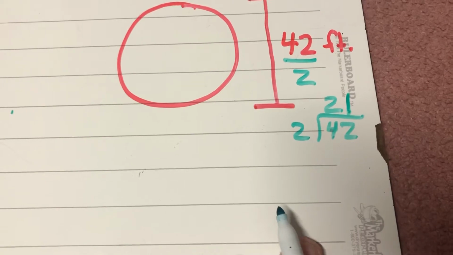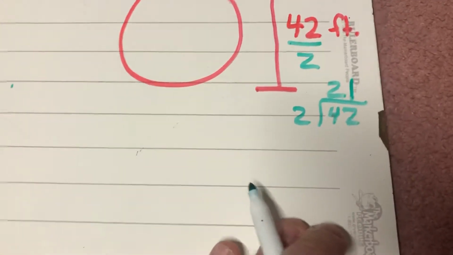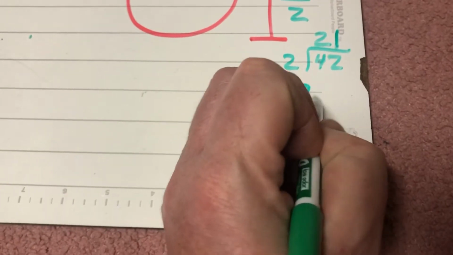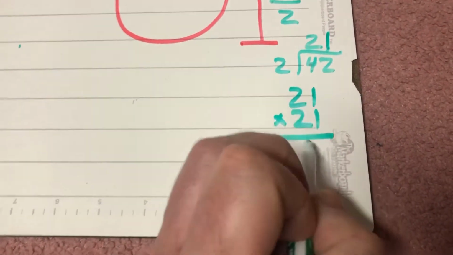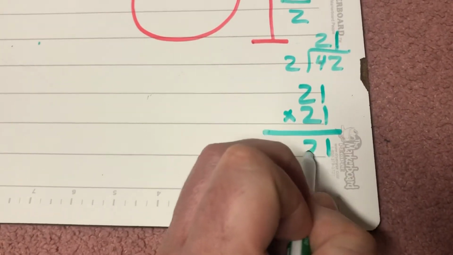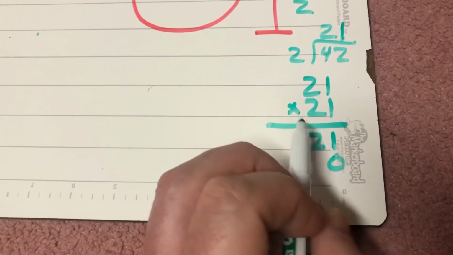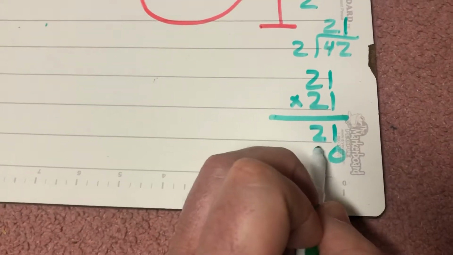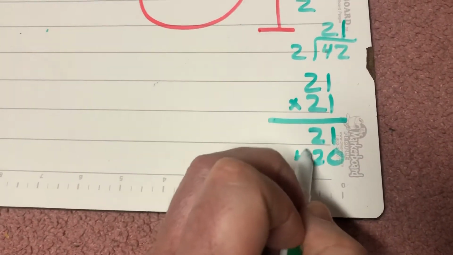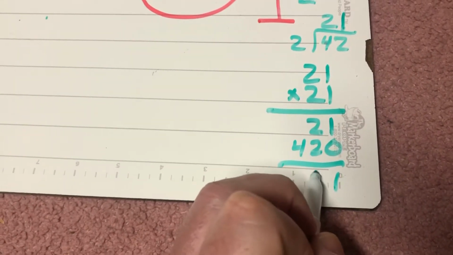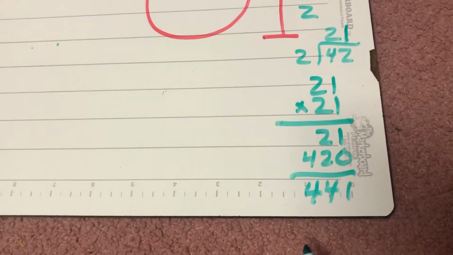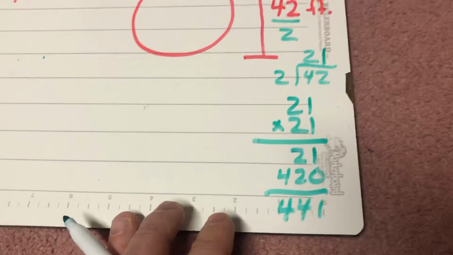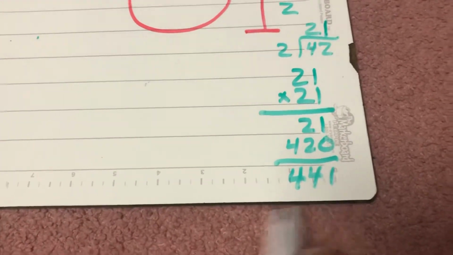So now I'm going to square 21, which means I'm going to have to do 21 times 21. So I'm going to come over here, 21 times 21. 1 times 1 is 1. 1 times 2 is 2. Put a 0 down so it all lines up with my 2. 2 times 1 is 2. 2 times 2 is 4. 1, 2 plus 2 is 4. Nothing in 4 is 4. 441. So it's pi times 441.